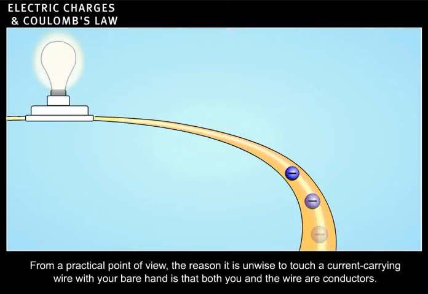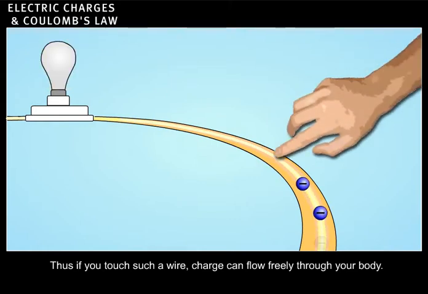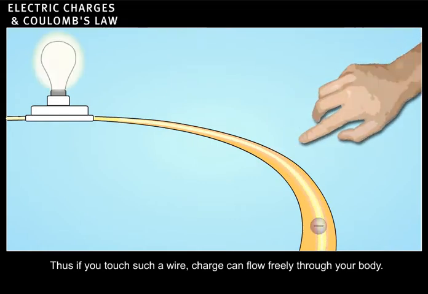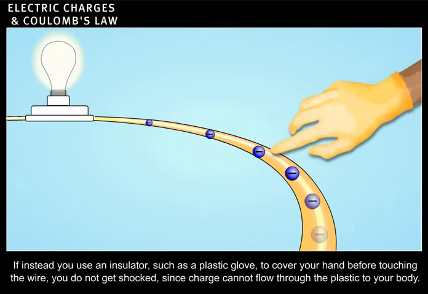From a practical point of view, the reason it is unwise to touch a current-carrying wire with your bare hand is that both you and the wire are conductors. Thus, if you touch a wire, charge can flow freely through your body. If instead you use an insulator, such as a plastic glove, to cover your hand before touching the wire, you do not get shocked, since charge cannot flow through the plastic to your body.